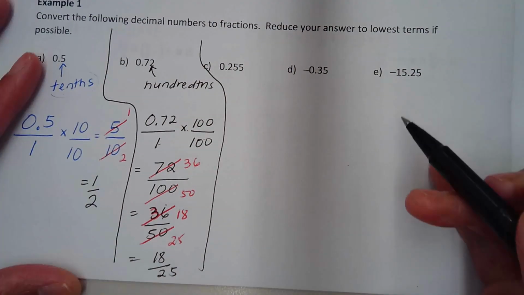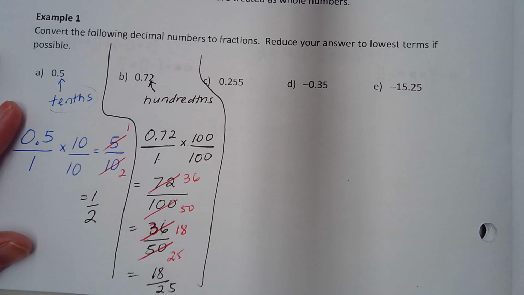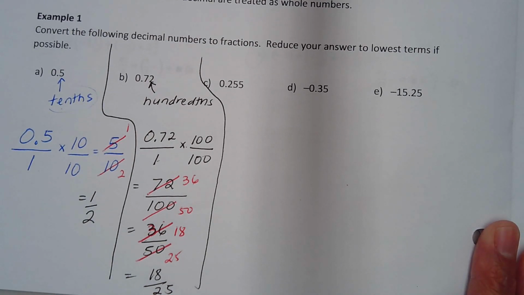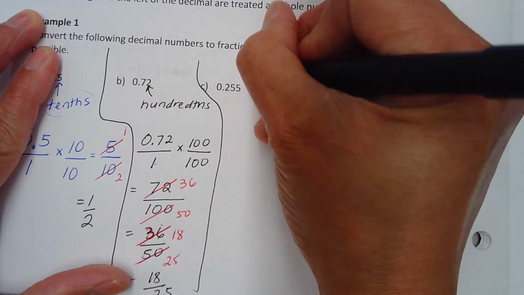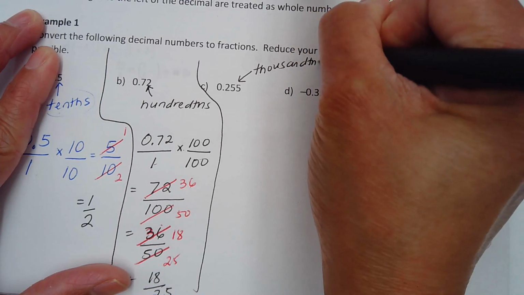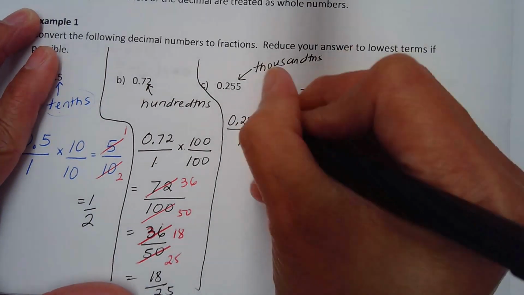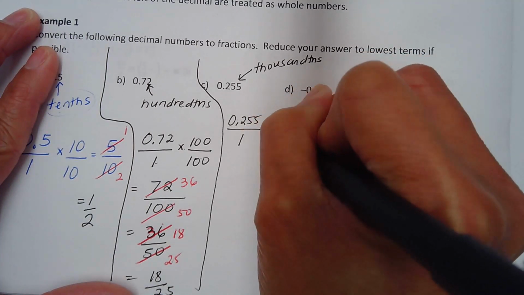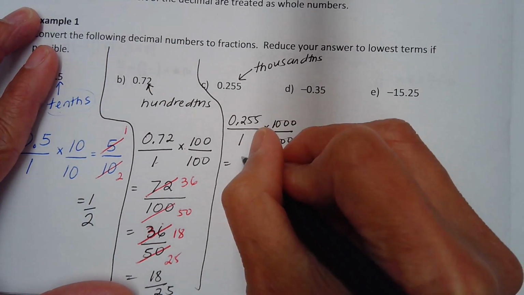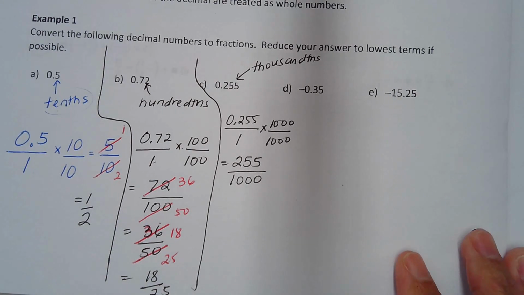Let's try another one. What's the lowest place value in here? Thousandth, right? So tenth, hundredth, thousandth. So what we're going to do is multiply by 1,000 over 1,000. So 0.255, the denominator is 1, times 1,000 over 1,000. So 0.255 times 1,000 is going to be 255 over 1,000. Can I leave my answer like that? Is that my final answer?